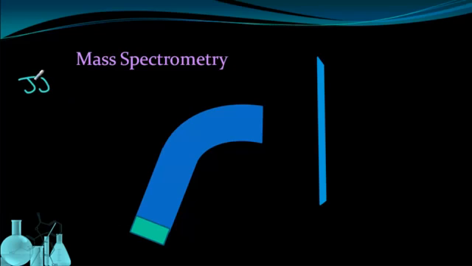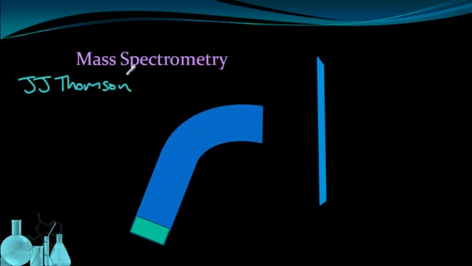J.J. Thomson, we talked about him before. He had the chocolate chip cookie model of the atom, or the plum pudding model. He also invented a process called mass spectrometry. We call it mass spec for short. You saw a simulation of a mass spec in class, but in case you missed it, I'm going to briefly go over how a mass spec works and how it sort of led to the discovery of isotopes.